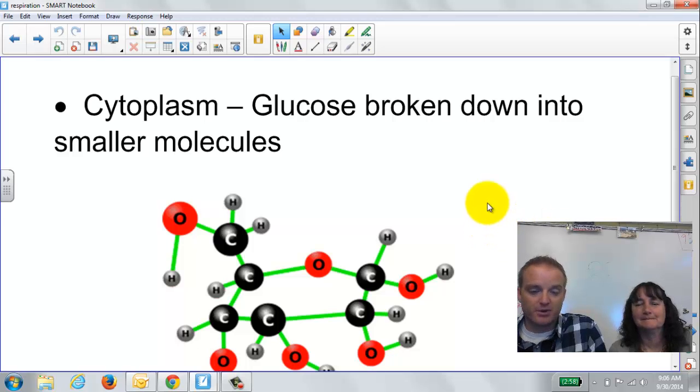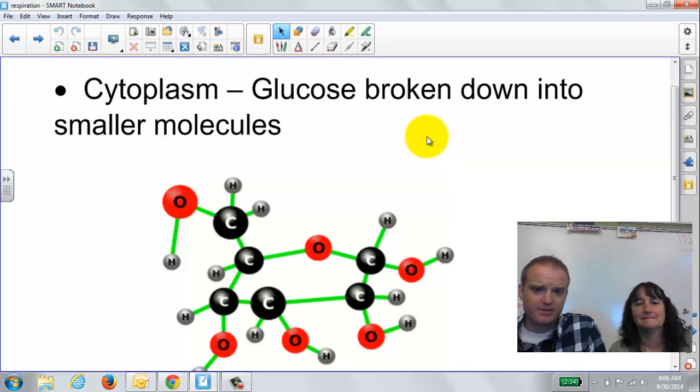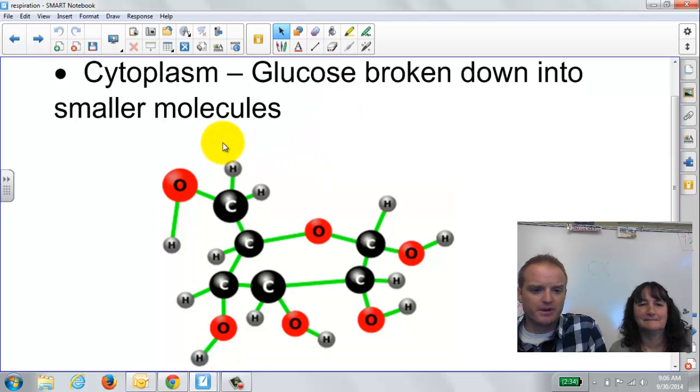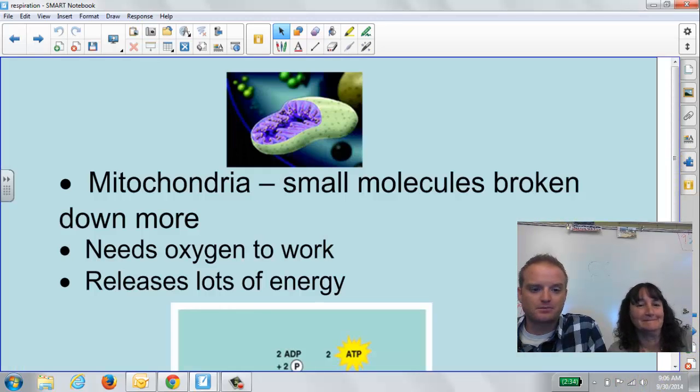In the cytoplasm, inside the cell membrane, that glucose, that sugar molecule that you've eaten, is broken down into smaller molecules. This releases a little bit of energy. It's the first step. It releases a small amount of energy, but the big stuff is yet to come. And here's that glucose molecule, that one sugar molecule, with all the atoms in just one. That's a big one. Relatively speaking, it's actually quite small, but it seems big when you're first learning about them.